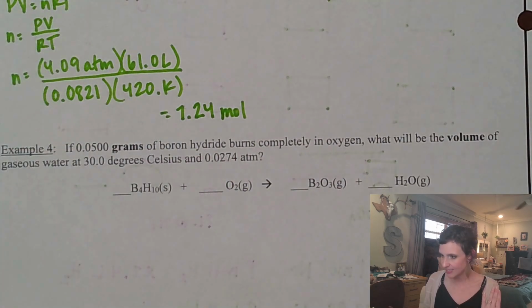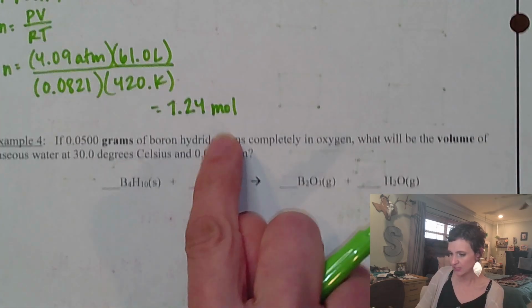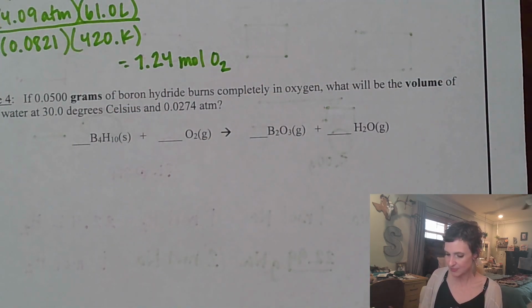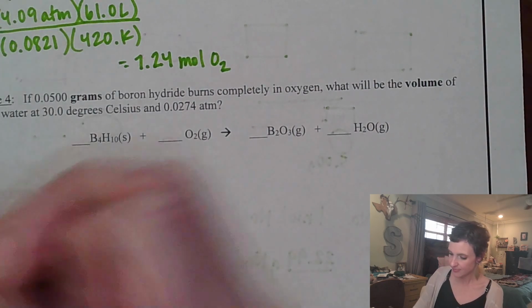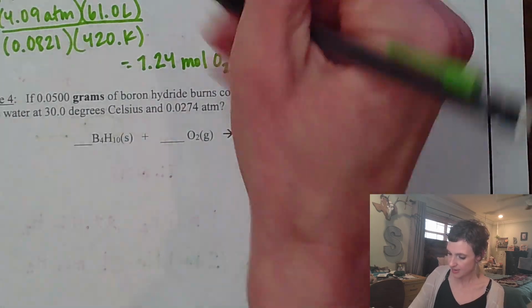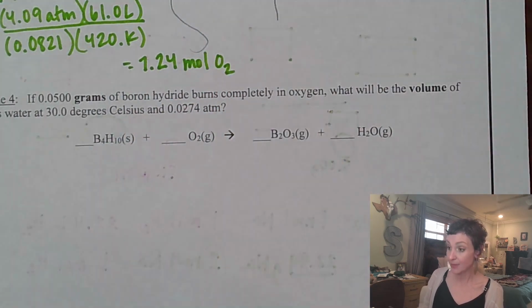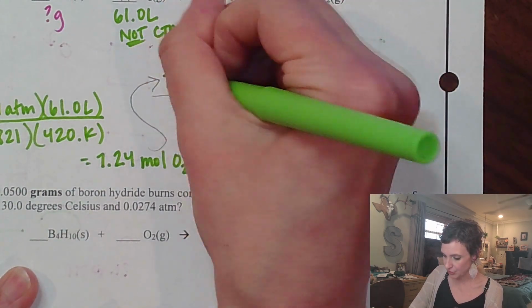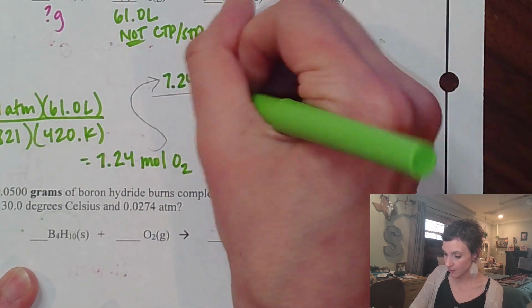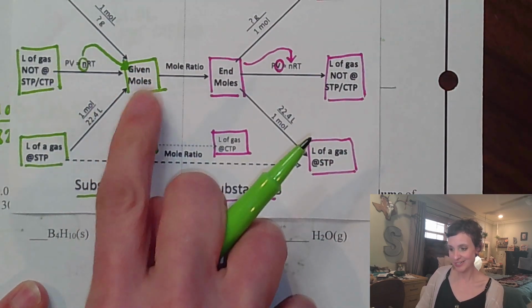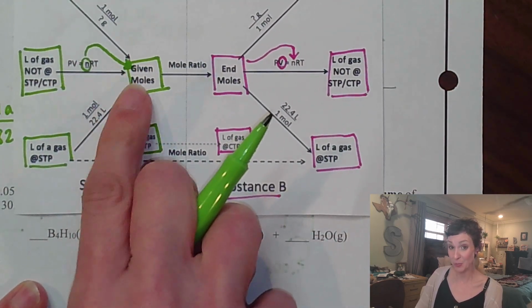So now, you guys, I've gotten moles, and specifically this was moles of my given, my oxygen gas, right? I now am ready to blast up here as something in my stoichiometry for my next step. 7.24 moles of O2. So y'all, we are here. We just had to use ideal gas law to get us to the moles, but we have made it.